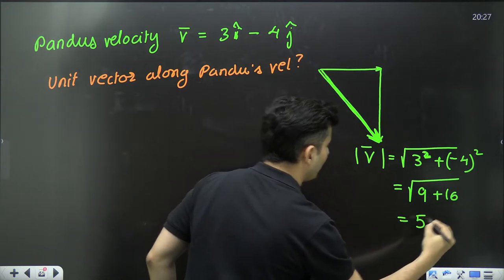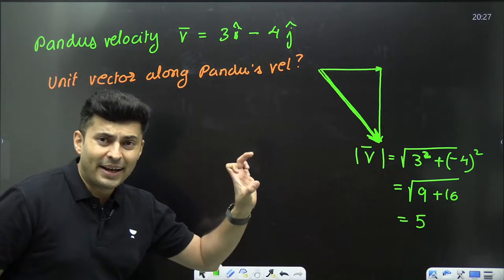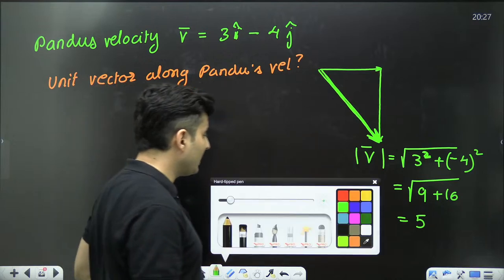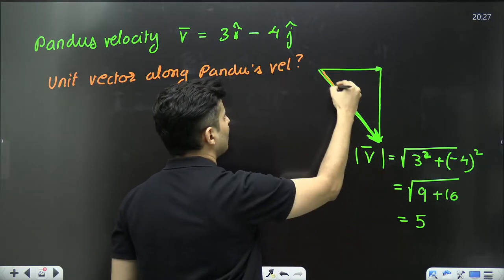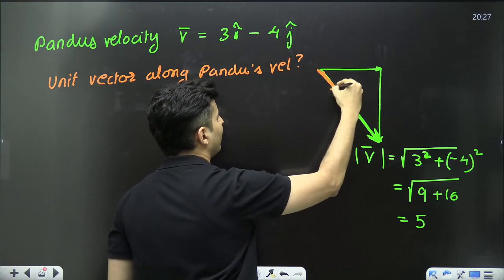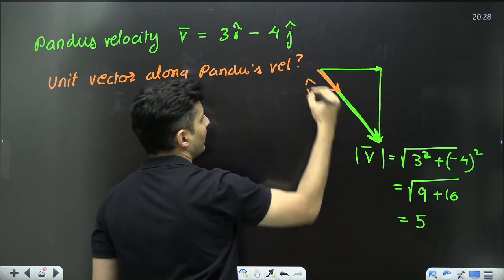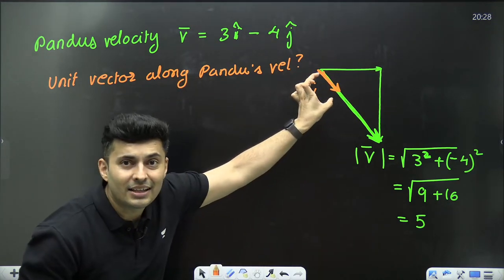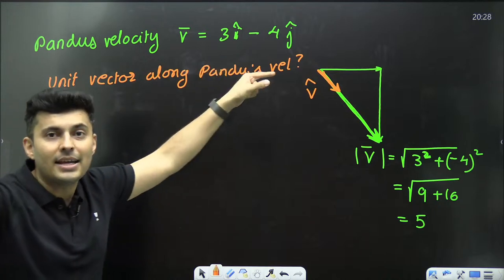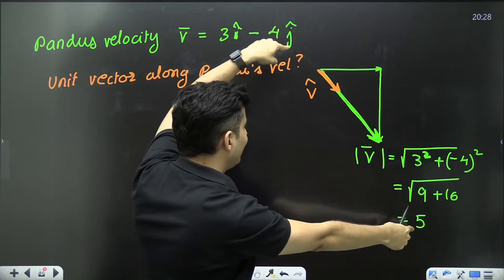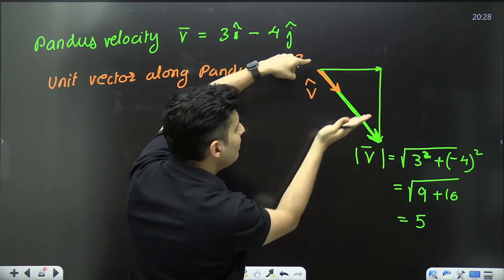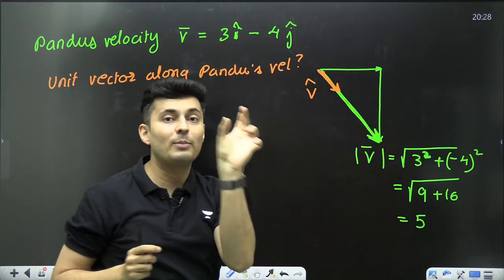This is equal to 5. Okay. I want a vector of unit in length. That means something like this. Basically, a vector like this, which is of unity in length. Guys, I got an idea. The length is 5, right? If I take this vector and divide it into 5 parts, each part will be v hat.